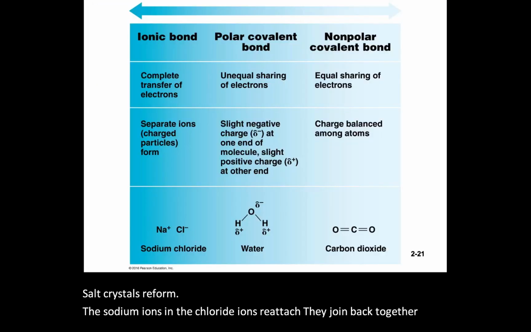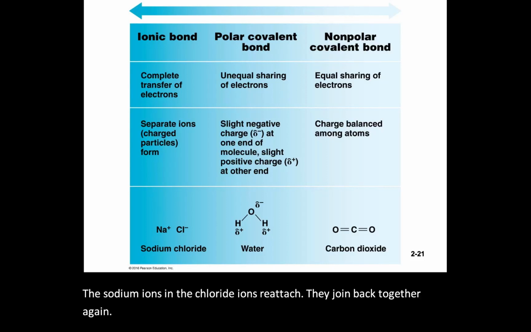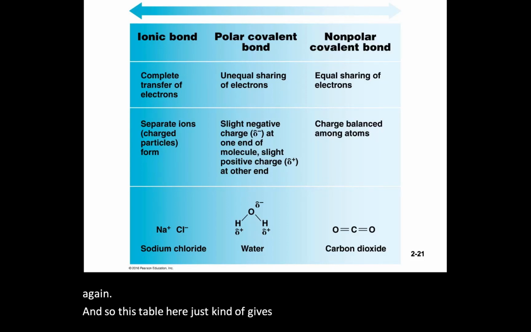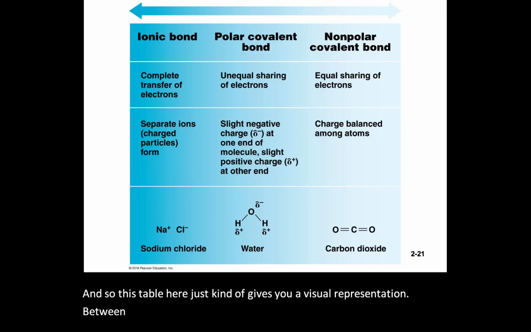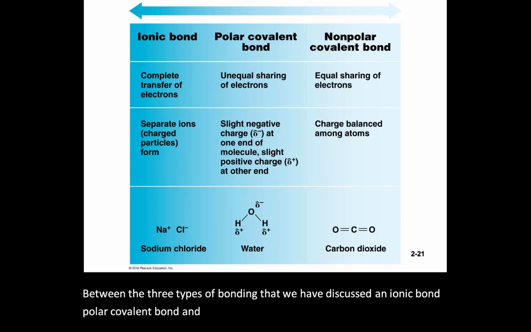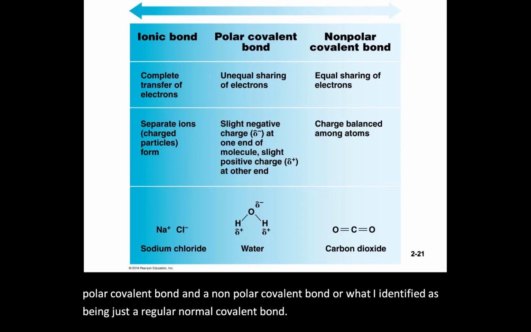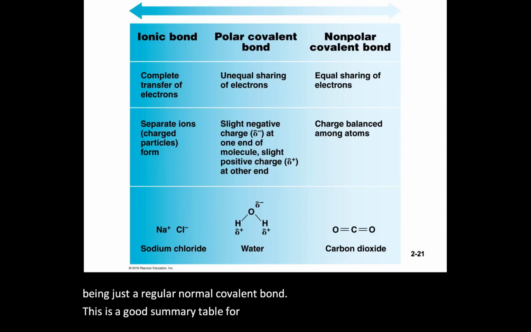All right. And so this table here just kind of gives you a visual representation between the three types of bonding that we have discussed. An ionic bond, a polar covalent bond, and a non-polar covalent bond, or what I identified as being just a regular, normal covalent bond. This is a good summary table for you to pay attention to.